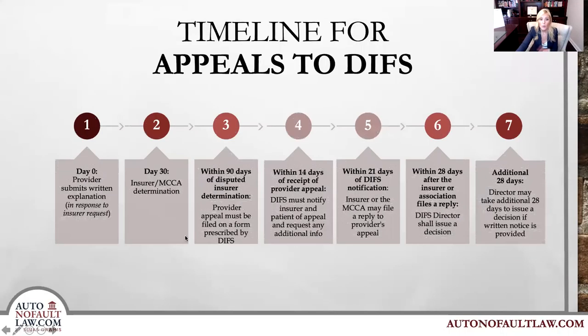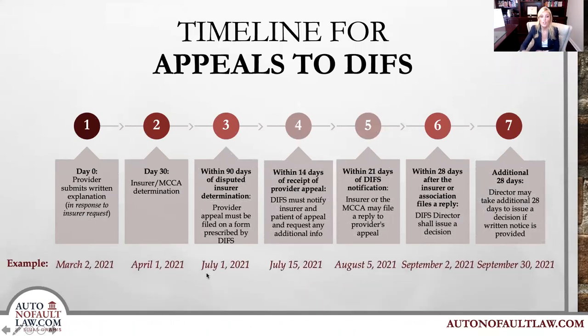What, again, is that timeline? Well, I mentioned a few moments ago that the provider has 90 days from the date of the determination to pursue an appeal with DIFS and to complete that form and to supply all of that documentation. Within 14 days of receipt of the provider's appeal, DIFS must notify both the insurer and the patient of the appeal, and also request any additional information that may be relevant for its consideration from the provider or from the insurer. Within 21 days of that notification, the insurer or the MCCA may file a reply to a provider's appeal.